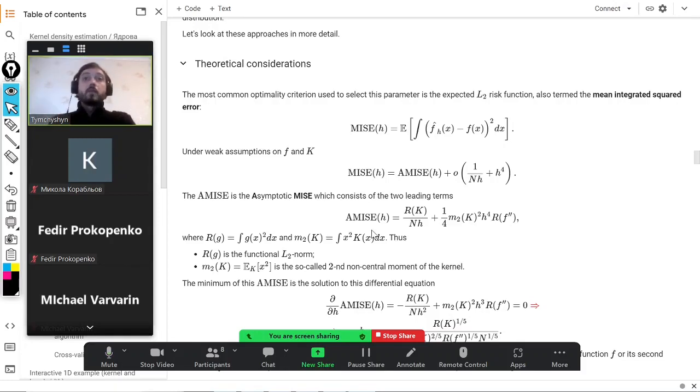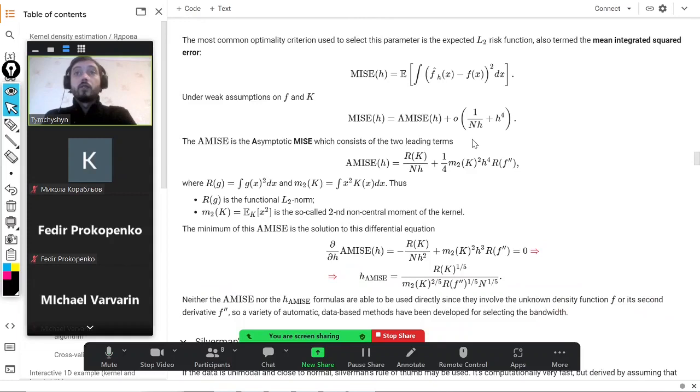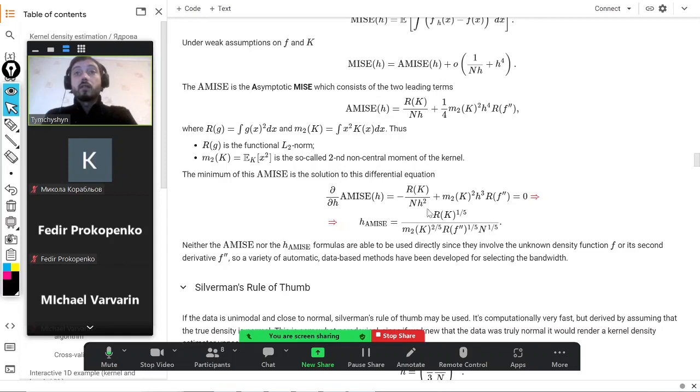So we want some optimality criterion to select the parameter. And if you use as one the L2 risk function, that is also called mean integrated squared error, or MISE, you can use some sort of assumptions. Under some big assumptions on f and K, you can get this expression, and the asymptotic mean integrated squared error consists of two leading terms. These leading terms you are then using to get this sort of formula that works for any distribution.